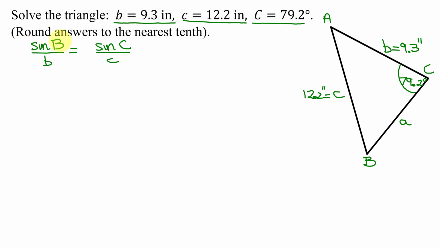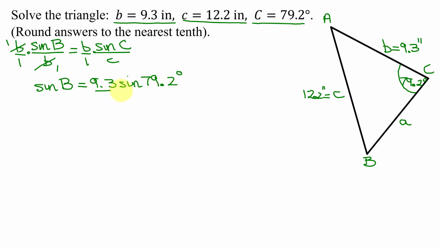To get the sine of B by itself, I'm going to multiply both sides by B over 1. These B's reduce, so I get the sine of angle B equals side B, which is 9.3, times the sine of angle C, which is 79.2 degrees, divided by side C, which is 12.2. So now I'm going to have to put this in my calculator.